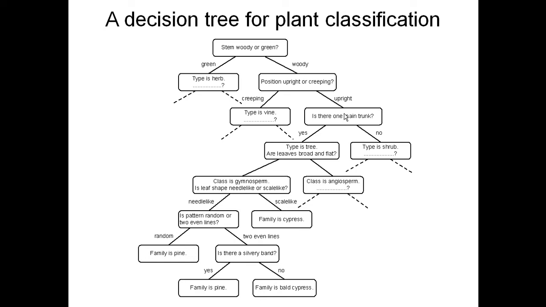If the person says upright, then you ask about the trunk. Is there one main trunk? Now see, now the answer to that question will tell us what the type is.